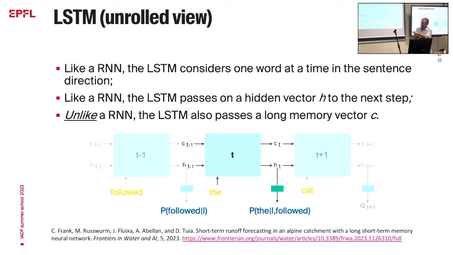So here is the example, the I follow the cat, because I always use that. You start with I, it goes in, then you have the probability of followed given I, then you enter the, so you have the probability of the given I and followed, and then cat. What have I done? You have the probability of cat given I followed the. Okay, that's how it works with our cat problem. I hope you like cats. I do like cats, like everybody in computer vision should.